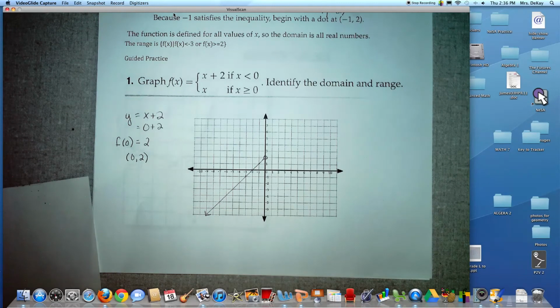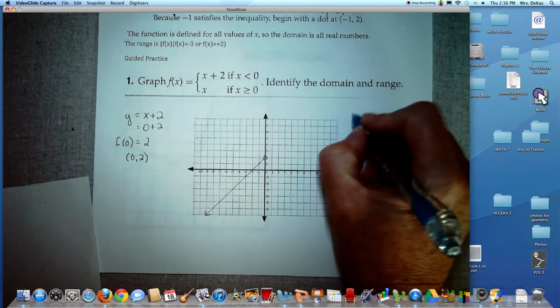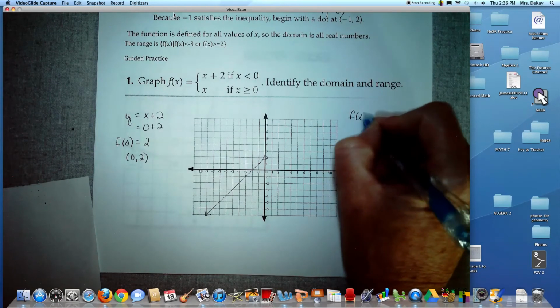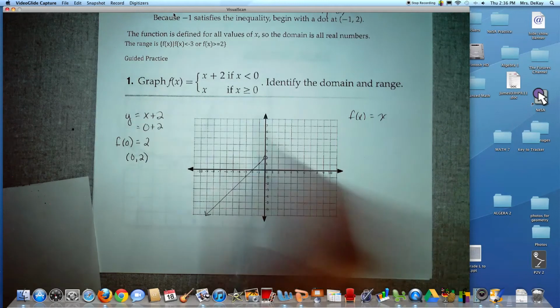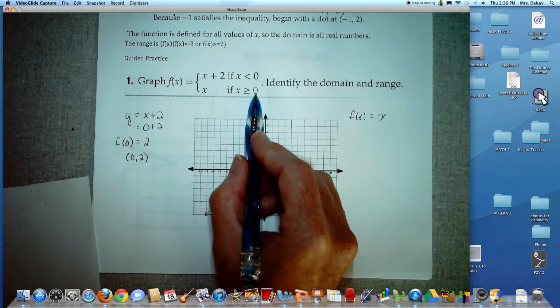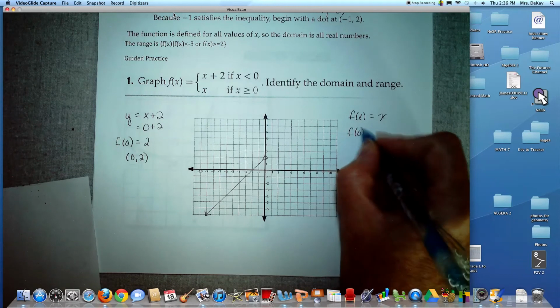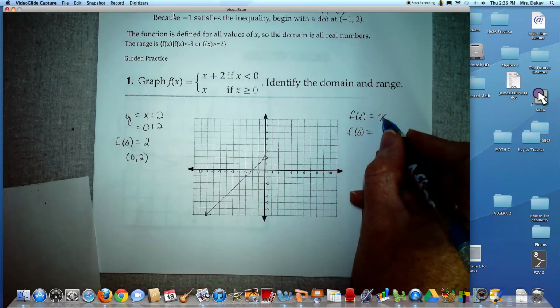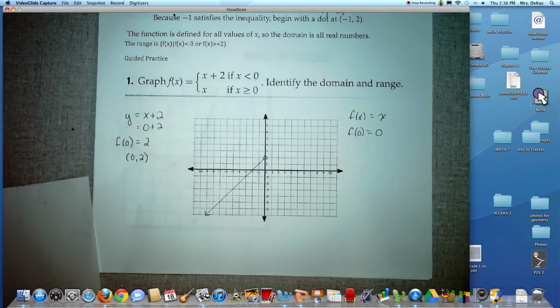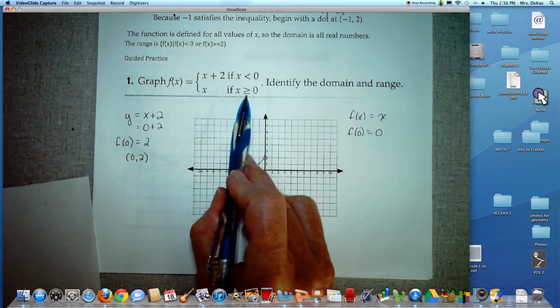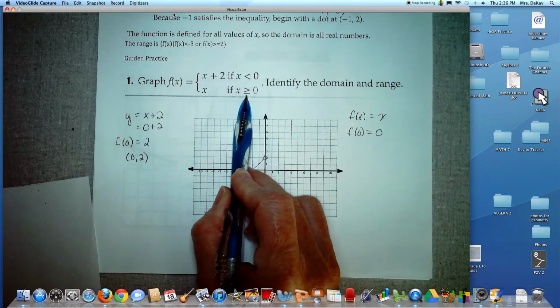Okay, we got to graph the other piece now. The other piece is f of x equals x. That's interesting. So it tells me to put in 0 for this one too. So f of 0 means I'm going to put a 0 in right here. So what would I get? 0, right? So my other start is going to be at 0, 0. And I need to fill that in because it's greater than or equal to.